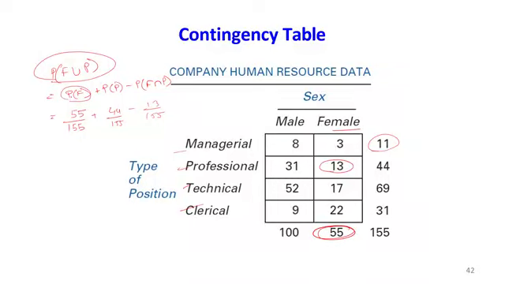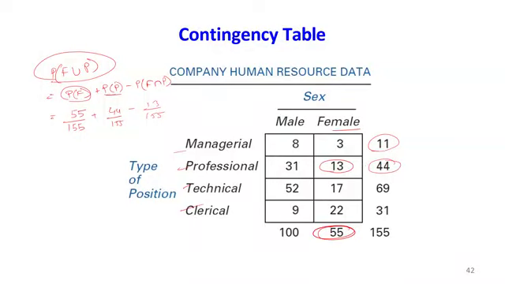For the second one, probability of female, here I'm talking about the probability of female only. I am not considering any other event, whether it is managerial, professional, technical, or clerical. I'm just considering whether that person is female or not. If I randomly select any particular employee, what is the probability that the employee is female? Overall, female is 55 out of 155. That would be my marginal probability of this particular event, the employee being a female. Similarly, for the probability of a professional position, total positions are 44.